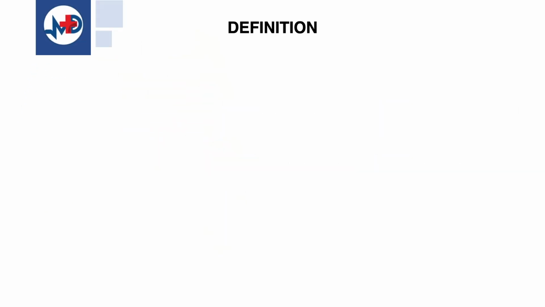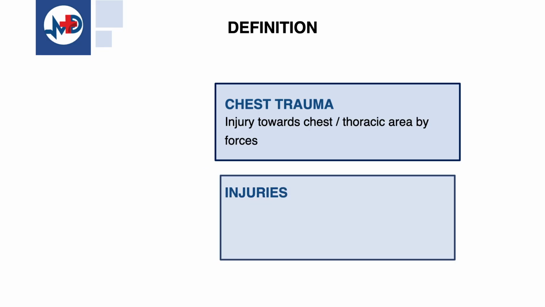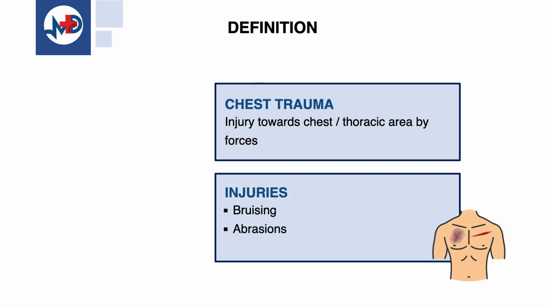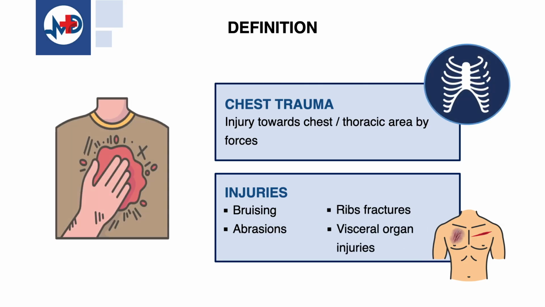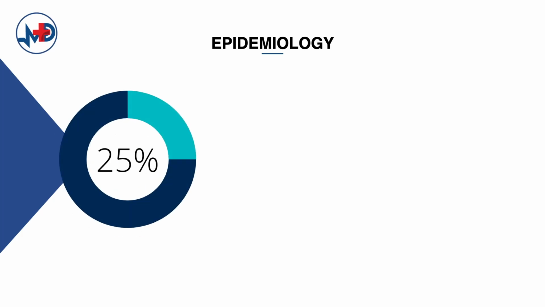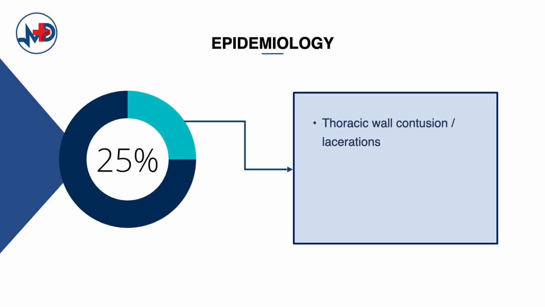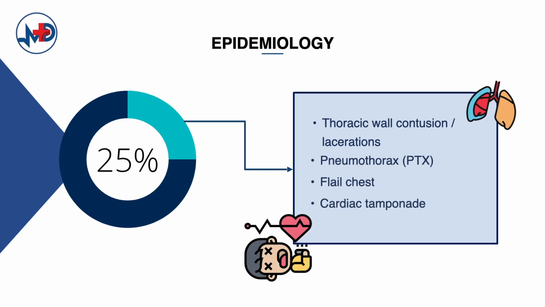Before we begin, you should ask yourself, what is chest trauma? Chest trauma is an injury or injuries that happen towards the chest or thoracic area due to forces. Chest injuries include bruising or abrasions such as cuts and grazes to the chest area, rib fractures, and visceral organ injuries. Evidence has shown that chest injuries account for 25% of all deaths from traumatic injury. Chest trauma injury can range from thoracic wall contusions or lacerations to pneumothorax, flail chest, and even cardiac tamponade.